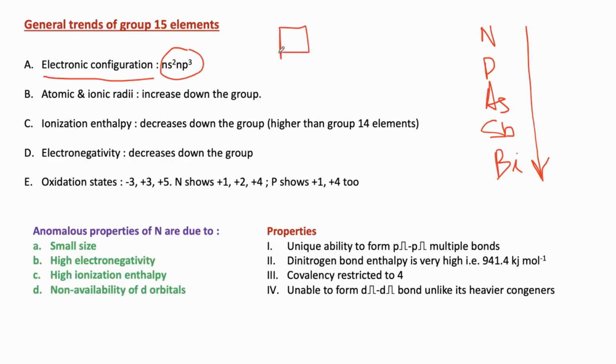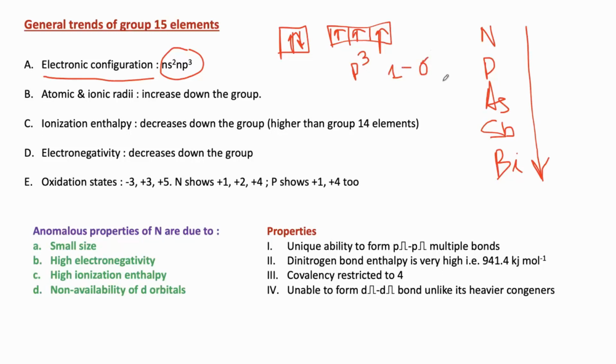So if we draw the orbitals here, we have 2 electrons in the ns orbital that are paired, and 3 unpaired electrons in the p orbitals. So this is the general electronic configuration for any group 15 element. Now you see the p block configuration here is p3. You know that the p orbital can accommodate electrons in the range from 1 to 6.